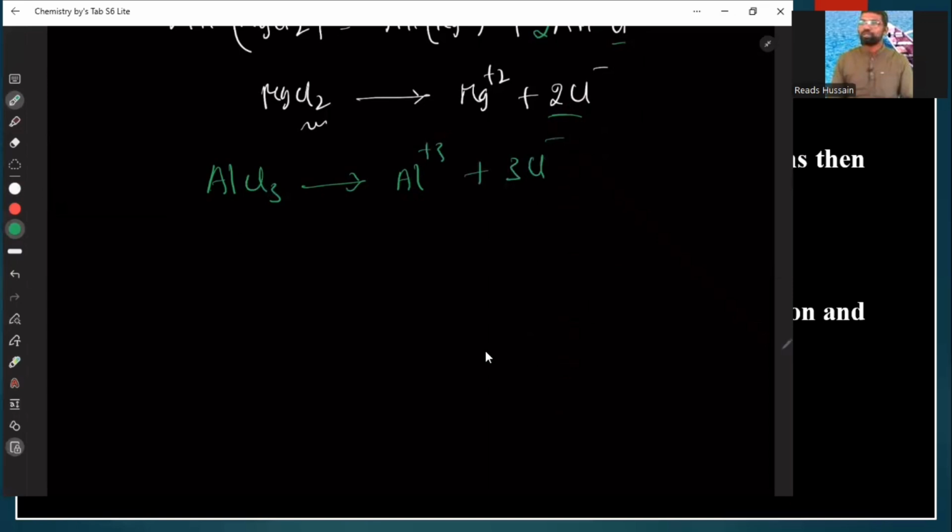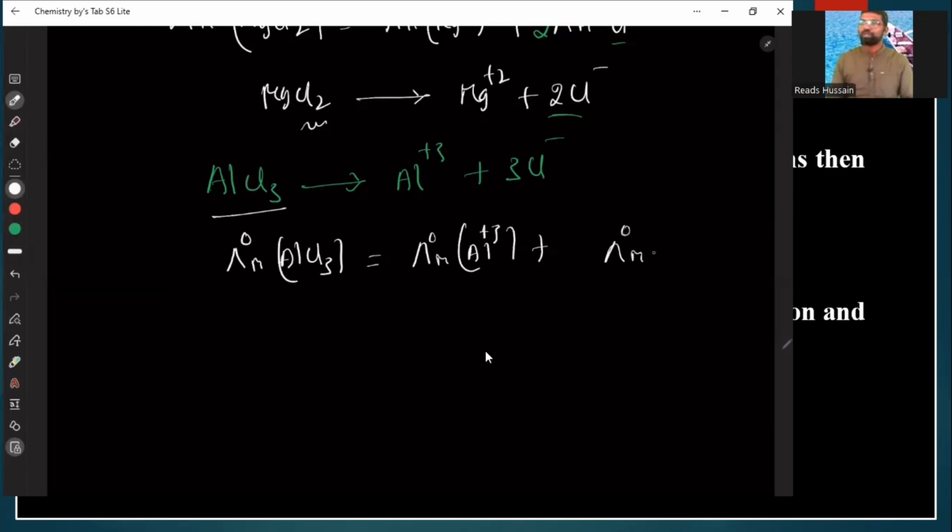If I ask you to apply Kohlrausch law for this electrolyte AlCl3, then you have to write: the limiting molar conductivity of aluminum chloride AlCl3 is equal to, come on, the limiting molar conductivity of aluminum ions plus the limiting molar conductivity of Cl- ions. But how many moles of Cl- ions are there? 3 moles. So we have to mention that 3 here. Getting the point? Likewise, we have to write.